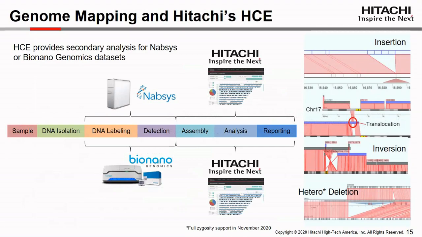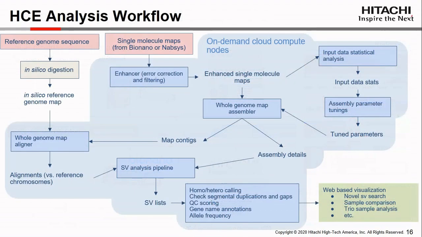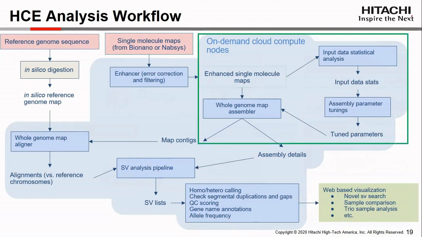Hitachi believes so strongly in the promise of genome mapping that we've developed a powerful secondary SV analysis pipeline to enhance the value of data generated from the Bionano Genomics and Hce platforms. In highlighting the key features of the analysis pipeline, we've gone back to the raw or pre-processed single molecule maps from Hce or Bionano Genomics to identify high-quality long reads as seeds.